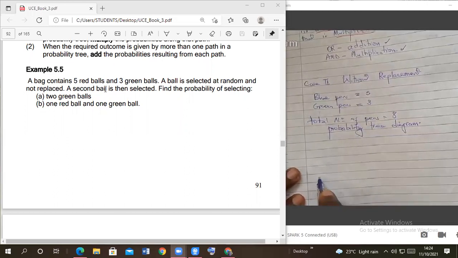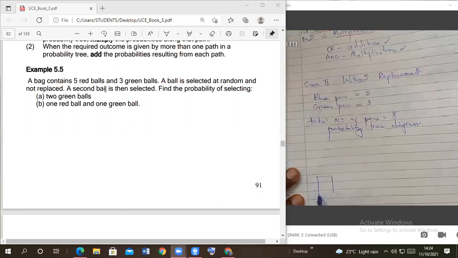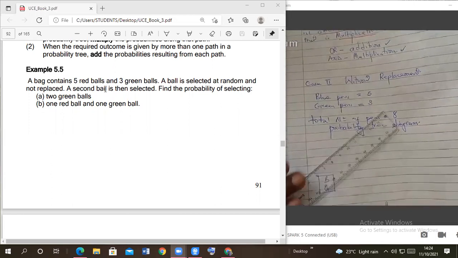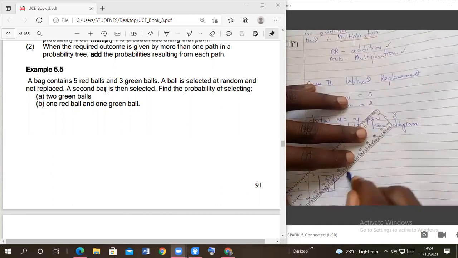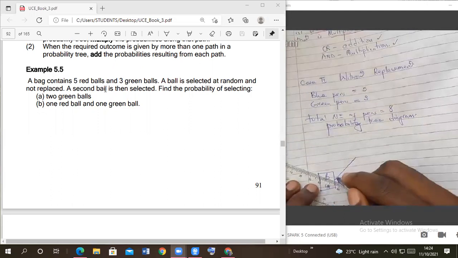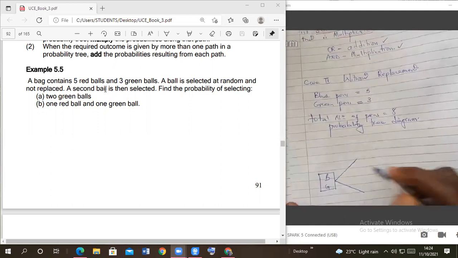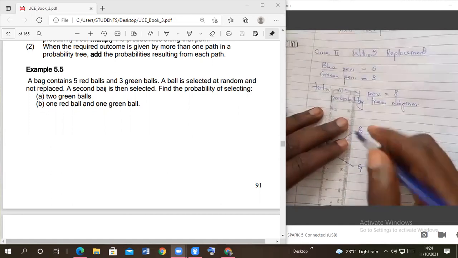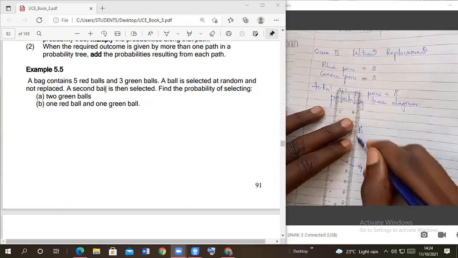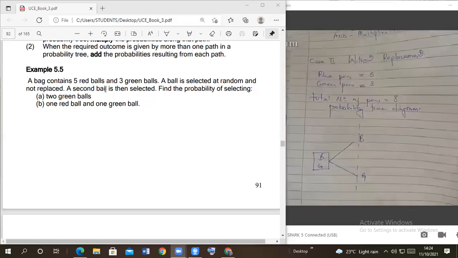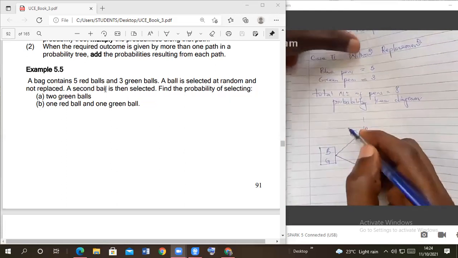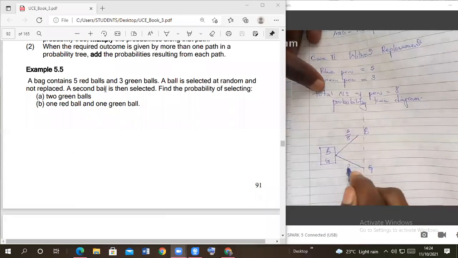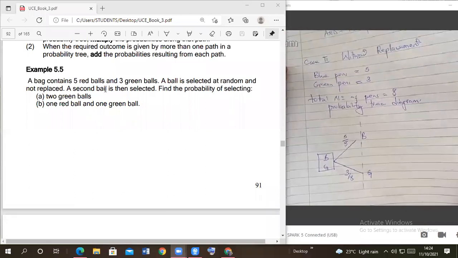So this is our bag, which has blue and green pens inside. If I pick, the first branch, you can get a blue or a green. That is our first picking. So what is the probability of getting a blue? It will be 5 out of 8. Then the probability of getting a green will be 3 out of 8. That is the first picking.